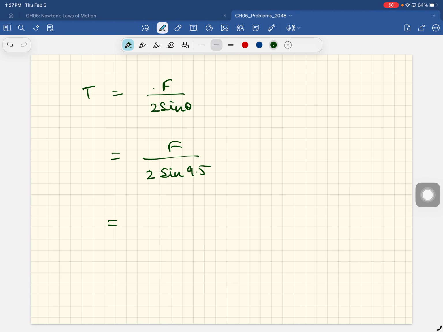What is the price you would pay if the angle is smaller? You're applying a smaller force. The length of the incline is greater. Okay. You guys understanding that?